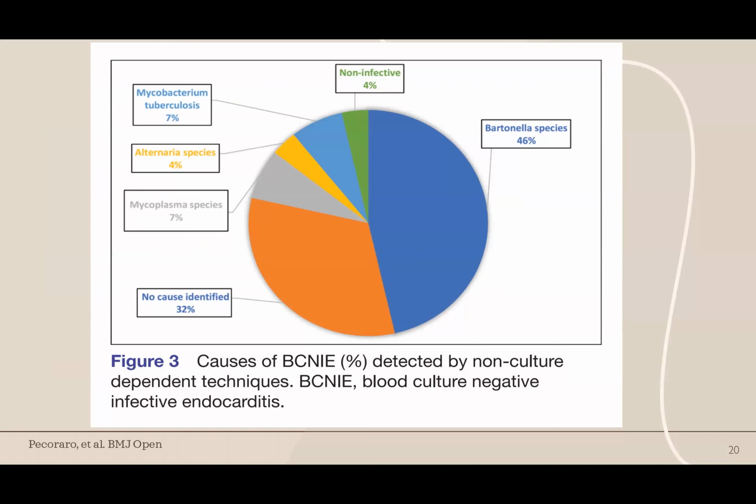Again, 32% where no cause was identified. And then also interestingly, which is not very well documented in the literature, Mycobacterium tuberculosis was responsible for 7% in this cohort. And then another smaller number, 4%, were actually said to be non-infective endocarditis.